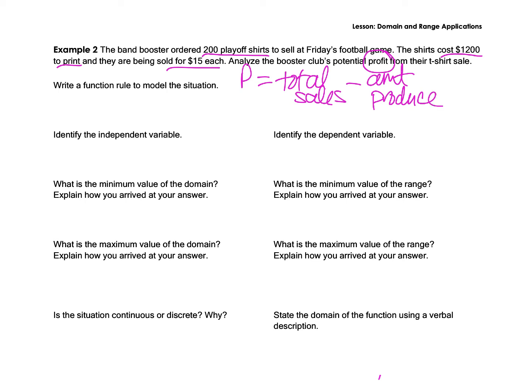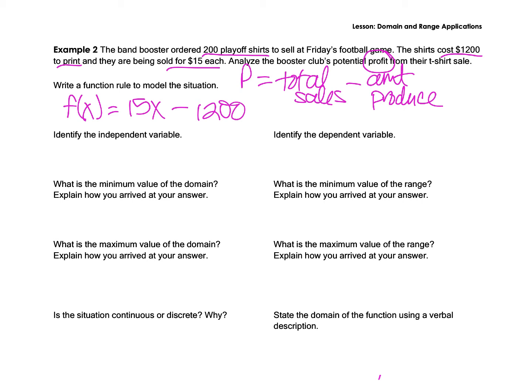So to write our function, we're going to start out with function notation. We're going to take our total sales, so they're selling them for $15 each, so 15 times x. And then we're going to take away how much it's actually costing to make the shirts. It says $1,200 to print, so $1,200. We don't need to multiply by x, that's just the fee that they're charged.